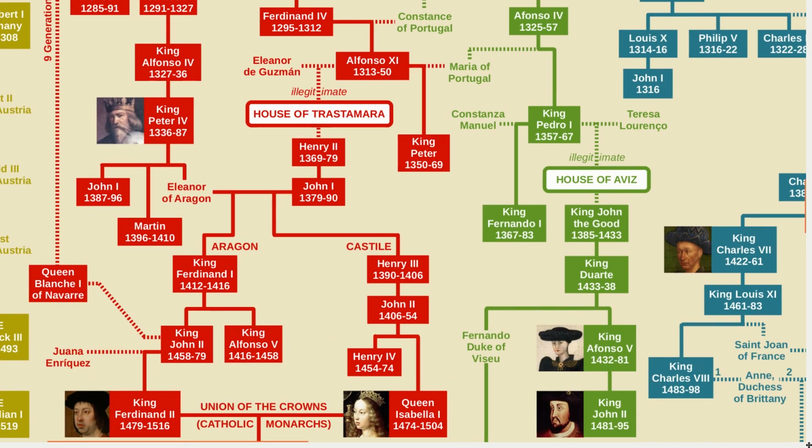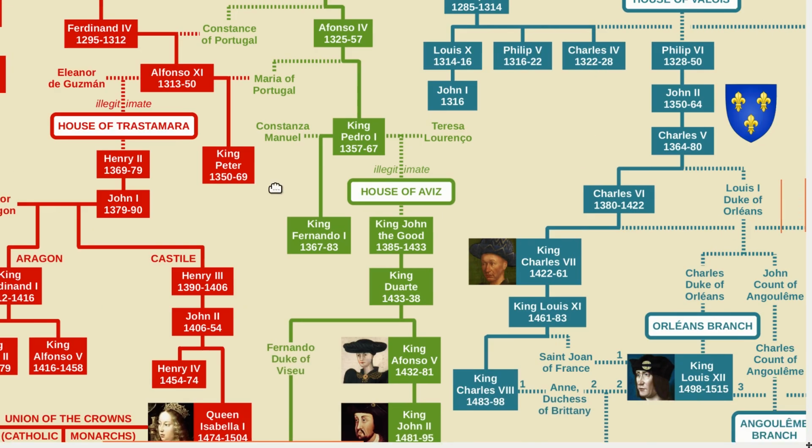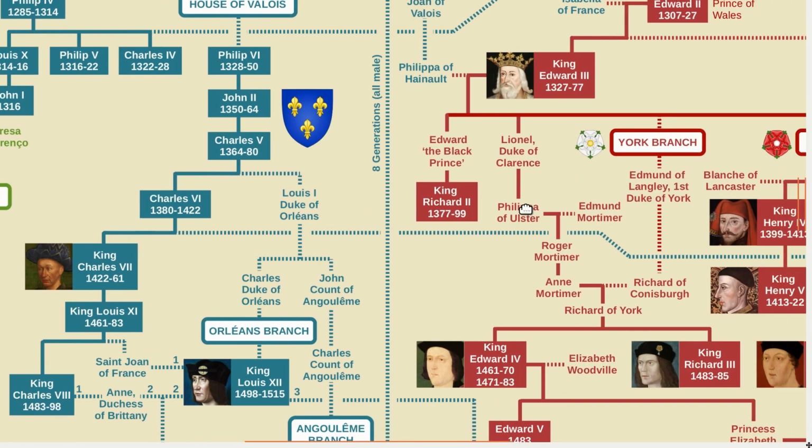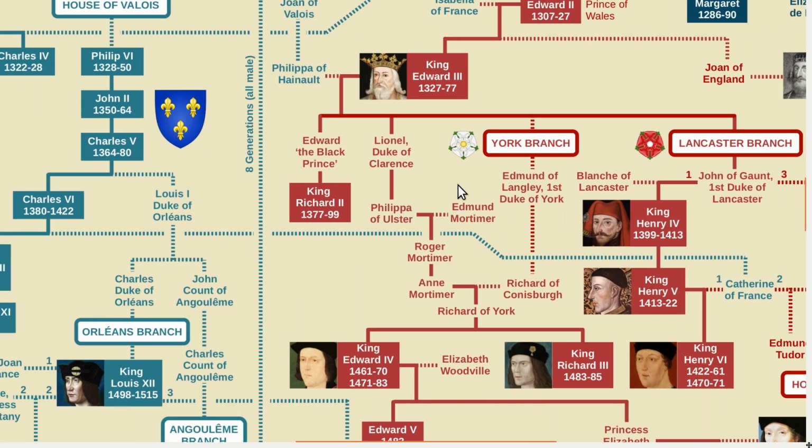And around this time, there was a civil war in Castile between these two half-brothers. And in the end, the throne ended up passing to the House of Trastamara. Now, it's not shown on this chart, but King Peter of Castile had 2 daughters who married 2 English princes, Lionel, Duke of Clarence, and John, Duke of Lancaster.